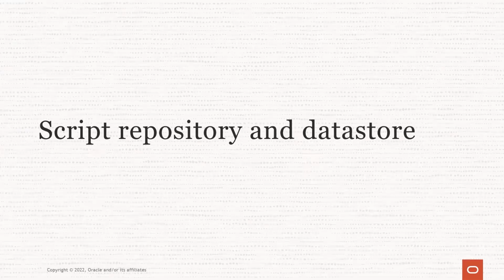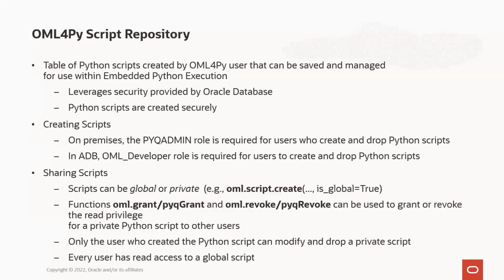So let's talk more in detail about OML4Py script repository and data store and how they work with embedded Python execution. The script repository is a database table that stores the user-defined Python functions that are invoked from embedded Python execution. These scripts are stored securely in the database, and special privileges are required to create a script.